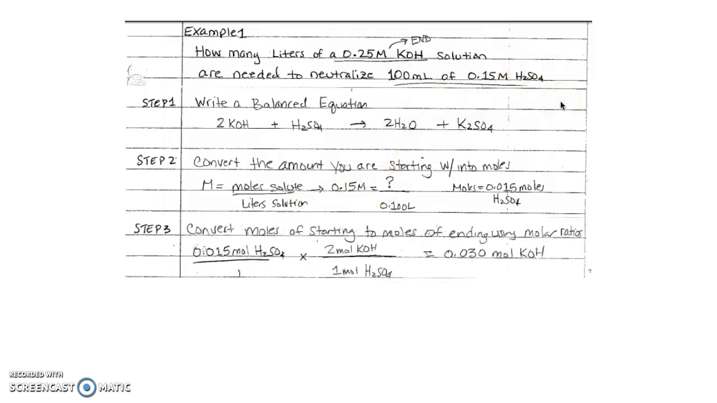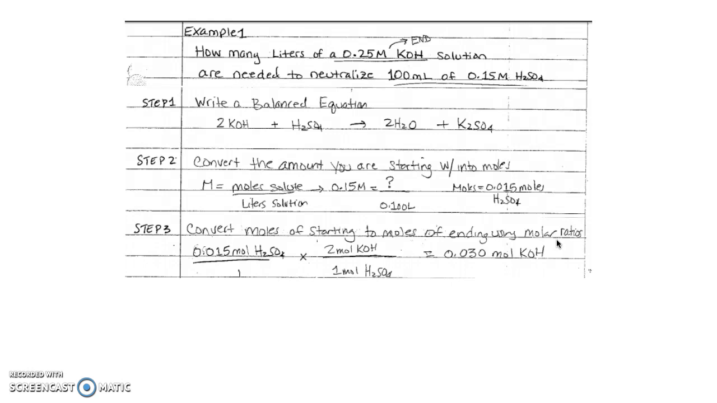Now once we had our H2SO4 in moles, we converted the moles of our starting to the moles of the ending using the mole ratios, and we got that from the balanced equation. So it was a 2 to 1 ratio here, and we just plug that into our conversion factor. Notice that H2SO4 is in the bottom because we want to cancel those out, and we want to keep KOH. So we just use our dimensional analysis trick here to calculate the moles of KOH.